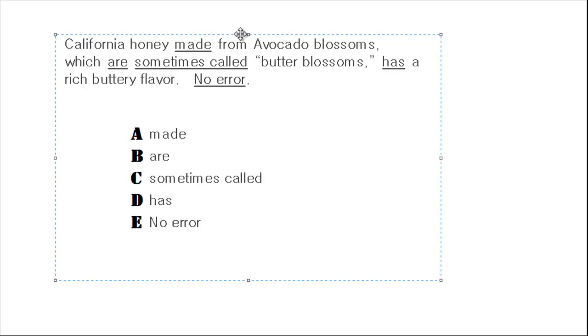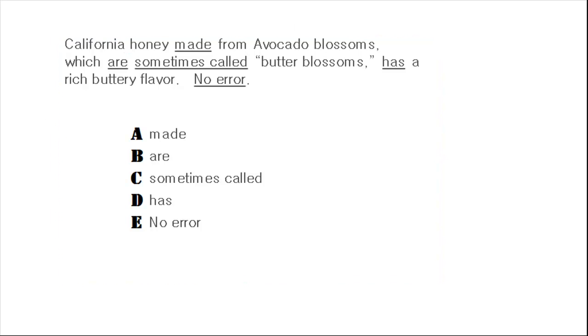It says California honey made from avocado blossoms. So this is all the same, right? Which are, and that are matches the blossoms. Sometimes called butter blossoms. Honey is singular, right? Honey has a rich buttery flavor. That's why there's no error in this question, because this verb changed to match the corresponding subject.